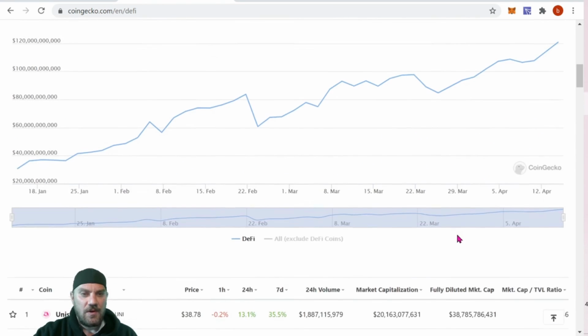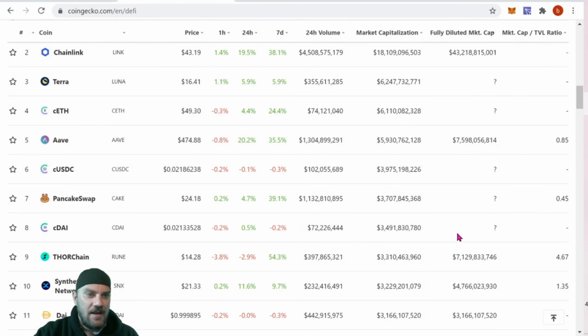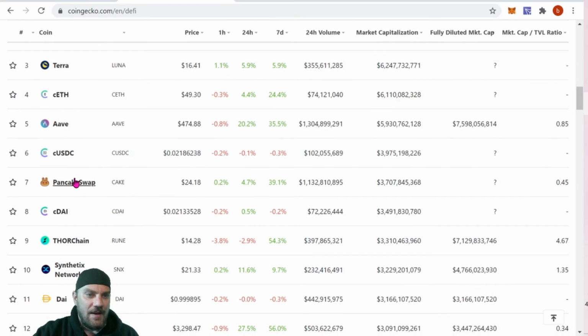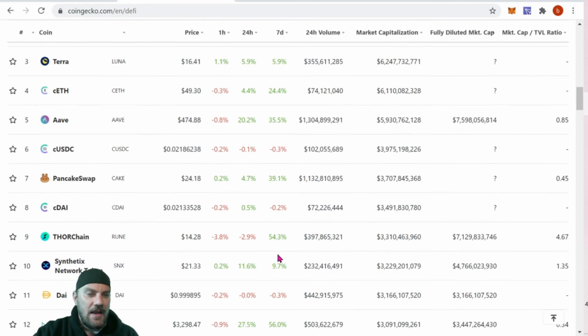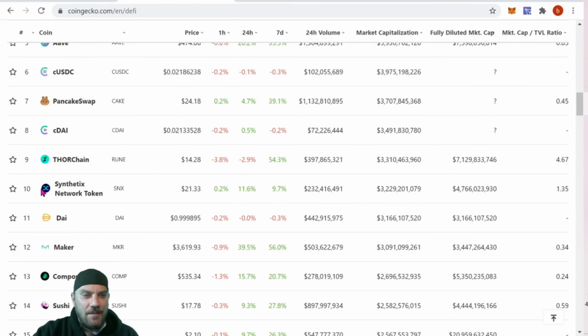And if we just come over to the DeFi markets here on CoinGecko, we can take a look at all the different protocols that are in the DeFi space. Just taking a look at these, we see the top ones: Uniswap, Chainlink, Terra, CETH, PancakeSwap, Aave, coming down Thorchain, which is Rune, and then right below them at number 10 here, guys, is Synthetix.